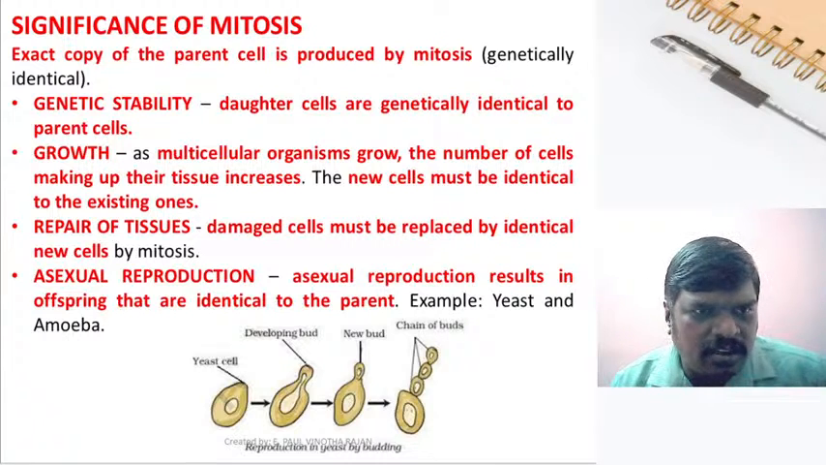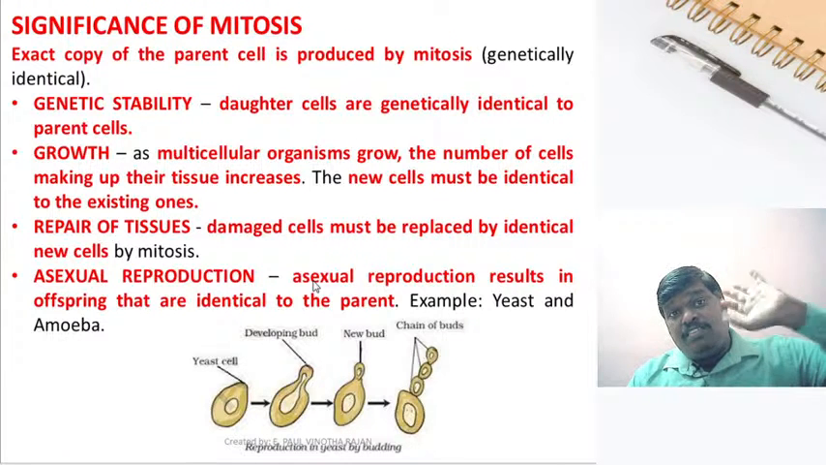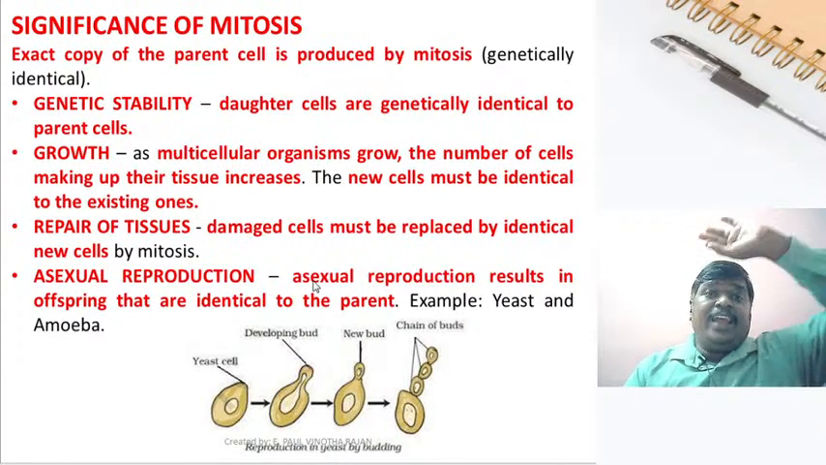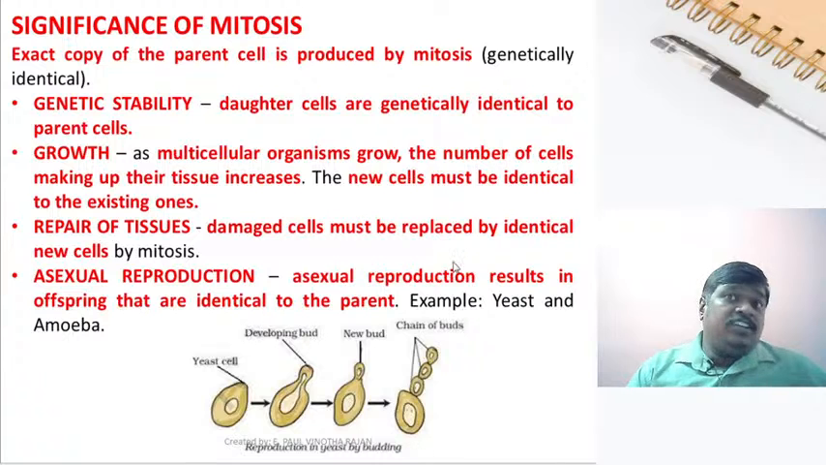Okay, so next I am going to explain to you about the significance of mitosis. In the mitosis process, an exact copy of the parental cell is formed, qualitatively and quantitatively similar. That means genetically identical daughter cells are formed in mitosis. That is genetic stability: the daughter cells are genetically identical to the parent. And growth: mitosis helps in the growth of the cell.